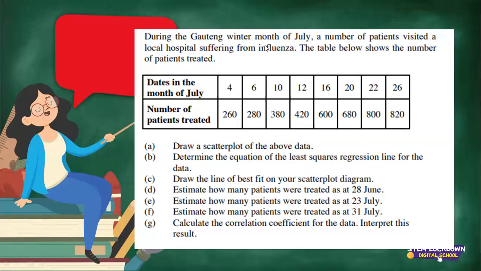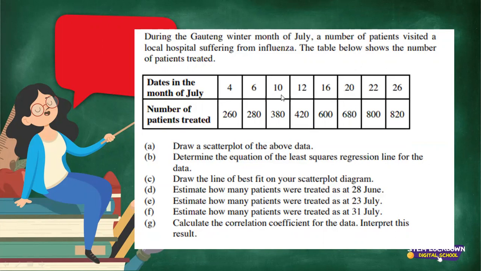Okay. So this is an example we can also examine during the Gauteng winter months. During the Gauteng winter month of July, a number of patients visited the local hospital suffering from influenza. The table below shows the number of patients treated, by date of the month. On the 4th of July, 30 patients were treated. On the 5th of July, 280 were treated. And on the 10th of July, 380 were treated. As you know, July is a winter month, which means there will be an increased number of people having flu, influenza.